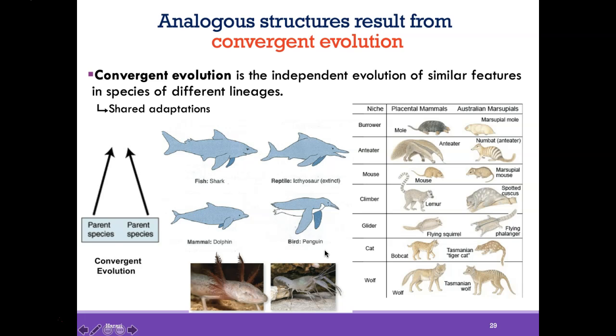An example of convergent evolution is also in these two organisms. This is a salamander, and this is a crayfish. They are not related, but both environments favored those that lacked pigmentation and lacked eyes. These are not related, but the environmental conditions pressured both of these separate organisms to converge on similar adaptations.